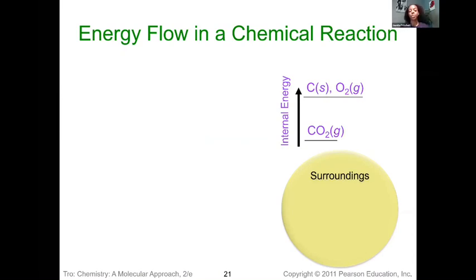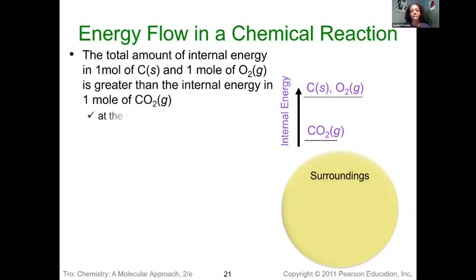Okay. And then last but not least, we want to put this in terms of how we would apply an energy flow diagram to a chemical reaction. So if we had this chemical reaction here where we were allowing carbon dioxide to decompose into carbon and oxygen, or the reverse of that, where you have the carbon and oxygen coming together to create carbon dioxide, we can think about what kind of energy change is associated with either of those processes. So the total amount of energy in 1 mole of carbon and 1 mole of oxygen is greater than the internal energy in 1 mole of carbon dioxide at the same pressure.